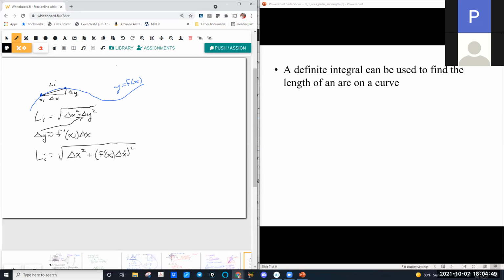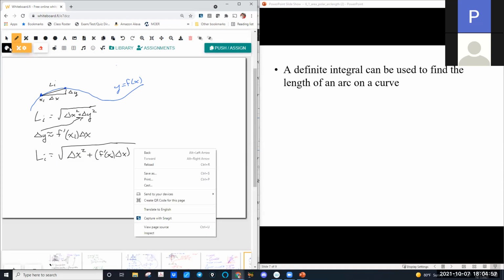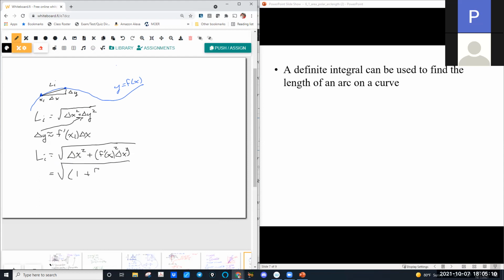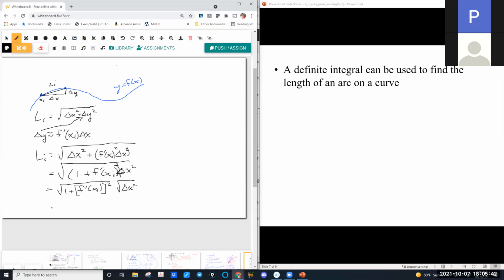Now we'll put that square on both of those terms, so we're going to distribute the square. That allows us to pull the delta x squared out of those two terms. So we end up with 1 plus f prime of x sub i, squared, times delta x squared. We can split up a square root over multiplication. So we get the square root of 1 plus f prime of x sub i squared, and then this part's just the square root of delta x squared. And that's basically where our integrand comes from.